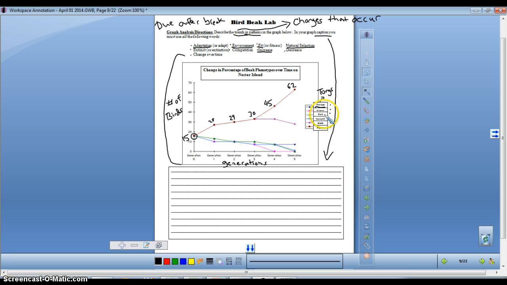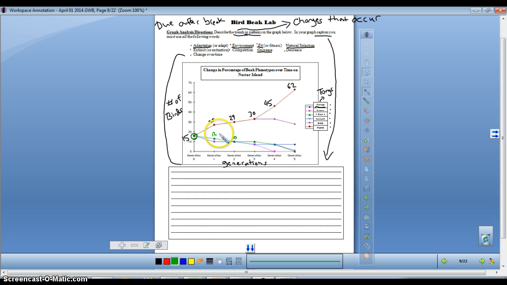Now let's look at one type of beak that went extinct. Let's look at the fork beak. Okay, the fork beak is in the triangle. So again, we'll do it in green. The fork beak started off just like the other beak at 15 individuals. In generation 1, it dropped down to about, let's call that 12. In generation 2, it dropped down to 10.